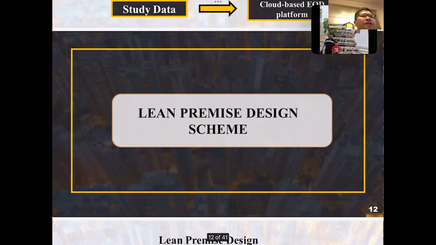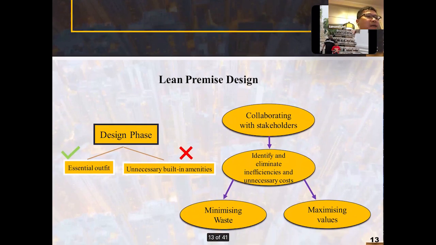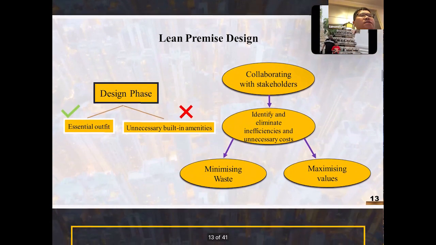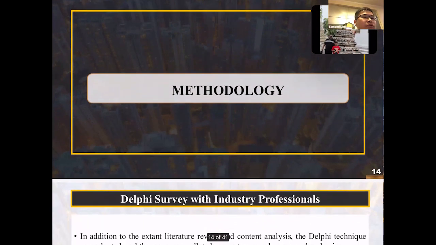What is the Plan Managed Design Scheme? In the design phase, on our left-hand side, we can see here the essential outfit, which should be included in our design. Therefore, unnecessary building amenities should be avoided. If we can collaborate with stakeholders, we can identify and eliminate inefficiency and unnecessary costs with a view to minimizing waste and maximizing value. How can we do the research?